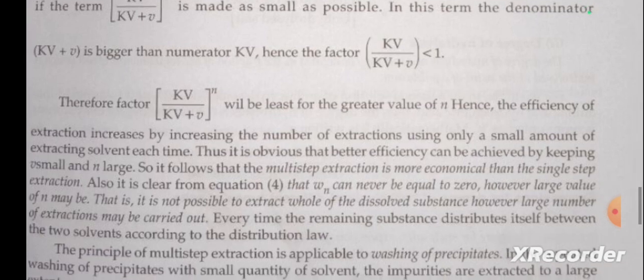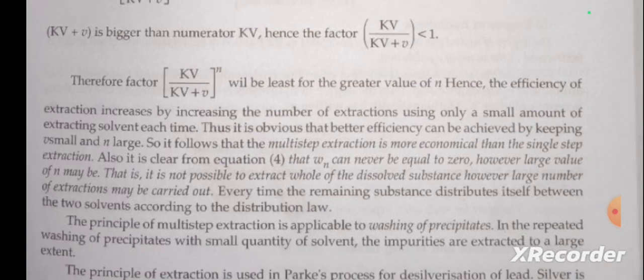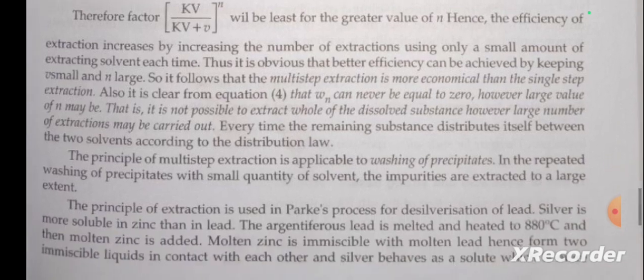Hence, the efficiency of the extraction increases by increasing the number of extractions, using only a small amount of extracting solvent each step. Thus, it is obvious that better efficiency can be achieved by keeping V' very small and n large. So it follows that the multi-step extraction is more economical than the single-step extraction. Also, it is clear from the equation that Wn can never be 0, however large the value of n may be. That is, it is not possible to extract the whole of the dissolved substance, however large the number of extractions may be carried out. Every time the remaining substance distributes itself between the two solvents according to the distribution law.